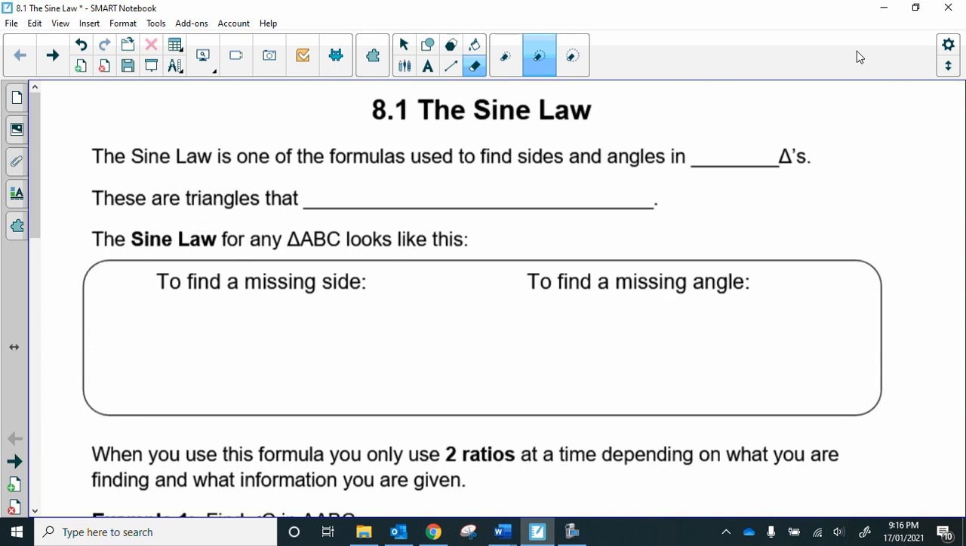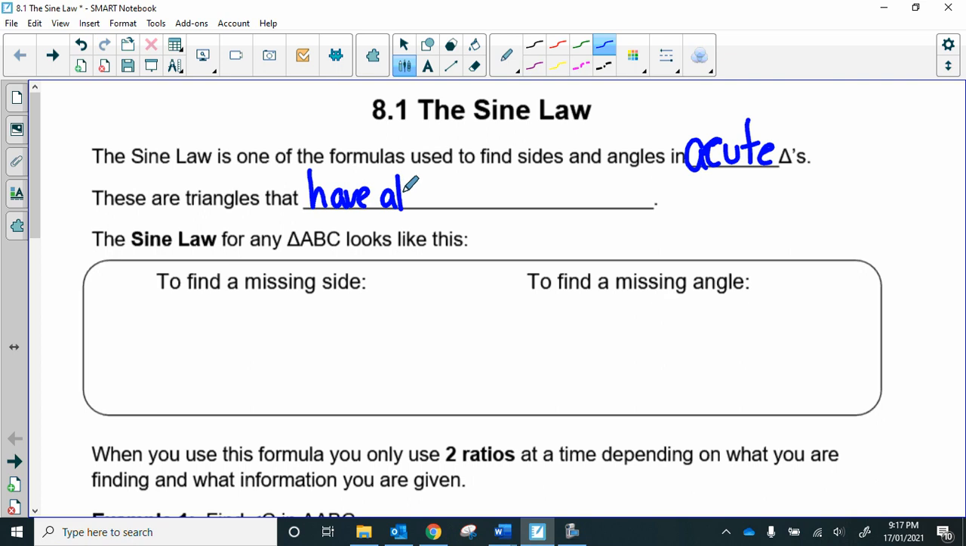This is one of the formulas used to find sides and angles in acute triangles. Acute triangles are triangles that have all angles less than 90, so no 90-degree angle in there. Don't forget when we talked about acute angles, an acute angle is less than 90 degrees. So it makes sense that if all the angles are less than 90, it's called an acute triangle.